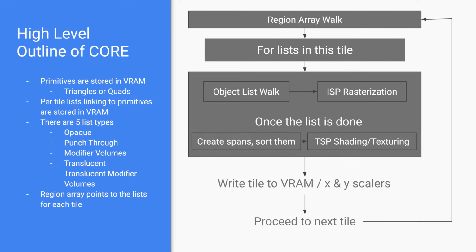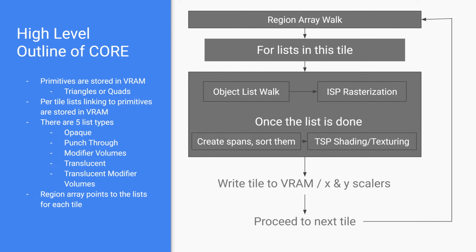Modifier volumes can apply either a shadow or change the color and texture with some limitations. You render them on top of your scene, they're not directly visible, they just affect the previous scene. Translucent is alpha blended, and translucent modifier volumes apply only to translucent alpha blended geometry.